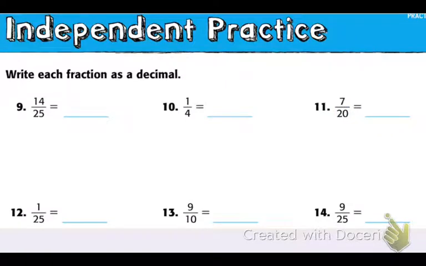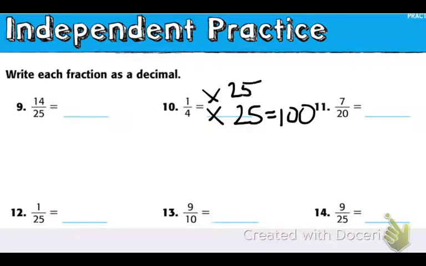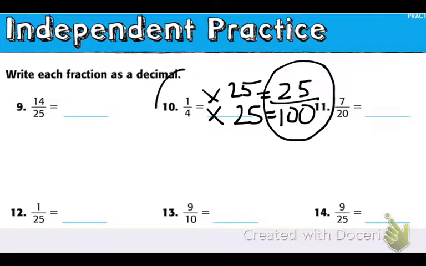All right, Bobcats, 1/4. Can I make 4 turn into 10, 100, or 1,000? I'm going to go ahead and stick with 100. 4 times 25 is equal to 100. What is 1 times 25? Well, that's 25. So 25 hundredths is the same value as 1/4.